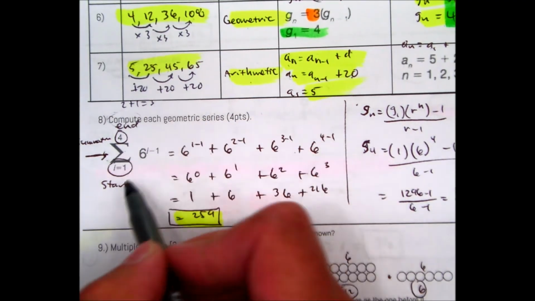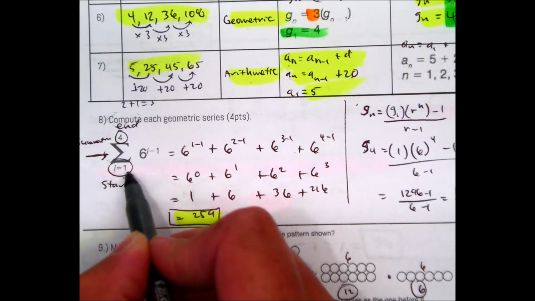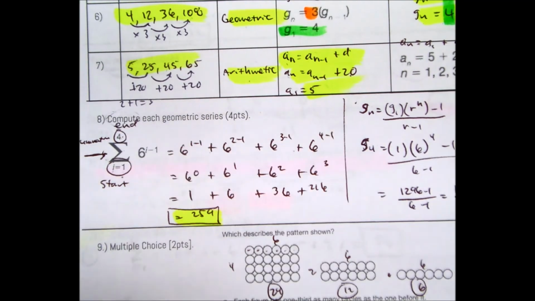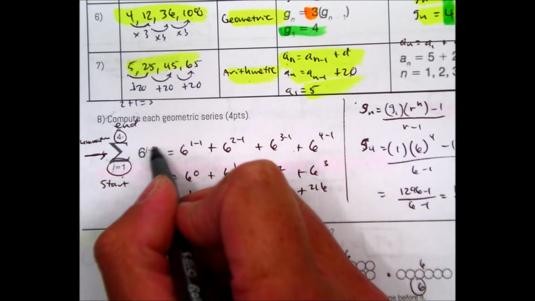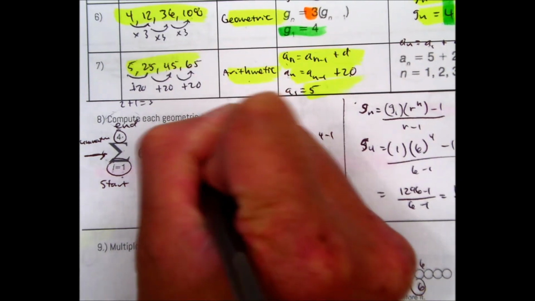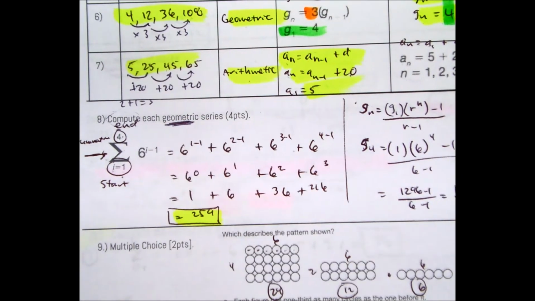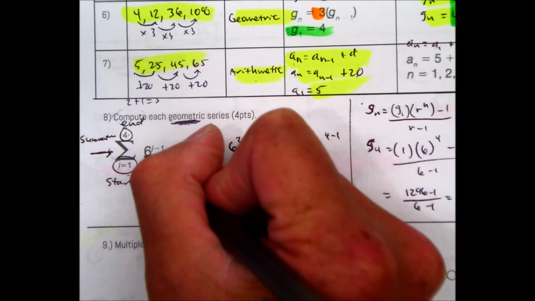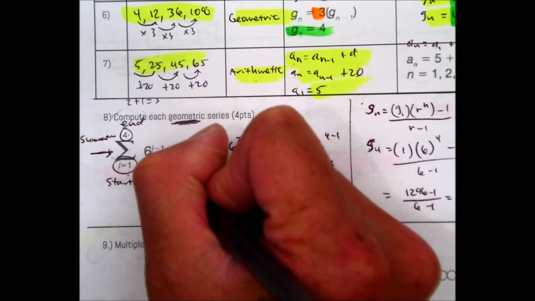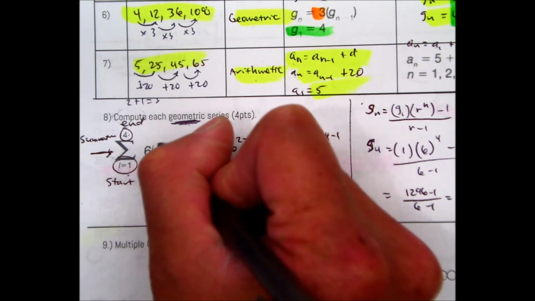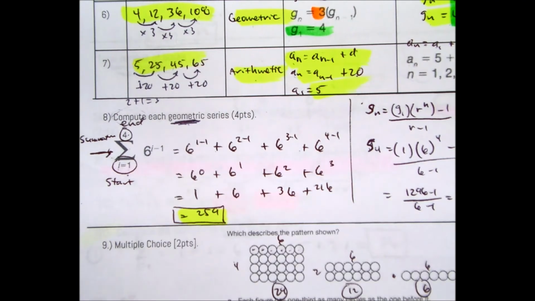The index below tells you where to start. So start at i equals 1, and it tells you where to end, 4. And it gives you this, 6 to the i minus 1. So there's 2 things. It tells you first it's geometric. And if you didn't know that, it's geometric because anything with a base to its exponent is talking about multiplication. So 6 is actually your common ratio.